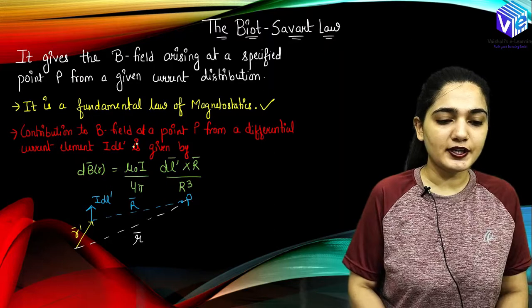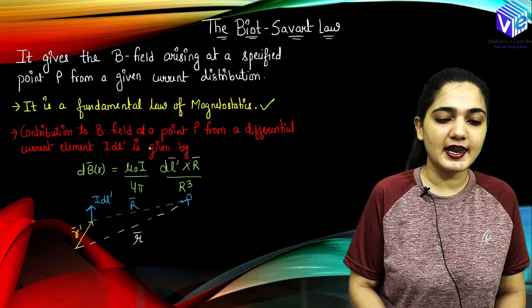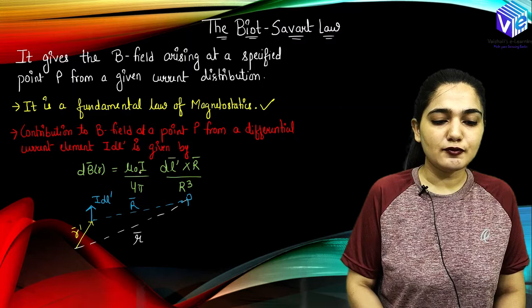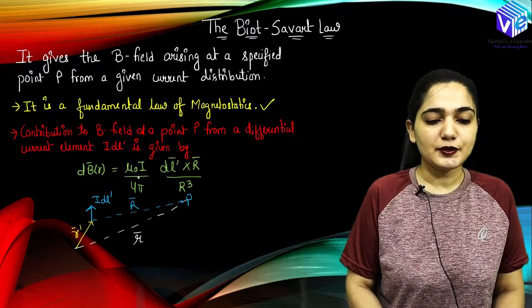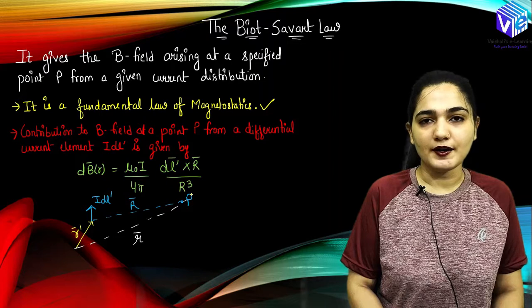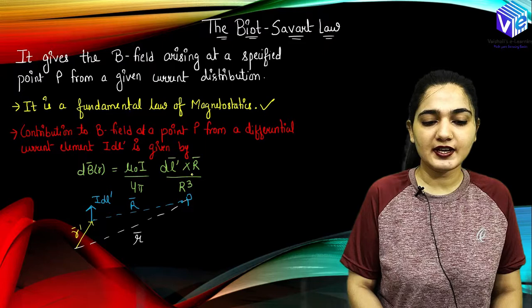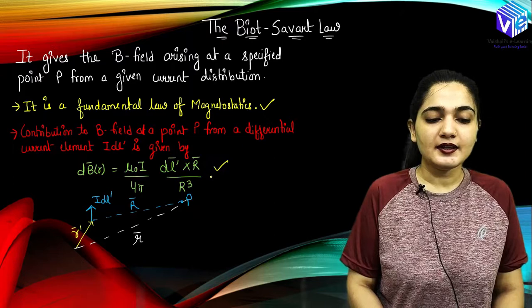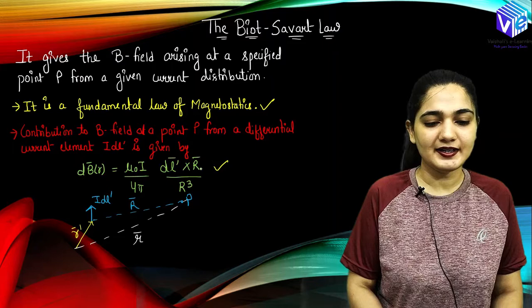Right, so the contribution of the magnetic field at the point P from a differential current element I dl' is given by the formula dB(r) is equal to mu naught I. So this is the small magnetic field that we have, dB(r). It will be equal to mu naught I upon 4 pi, dl' cross r upon r cube, right? So this dl' is a small element that we have taken, cross r vector upon r cube. So this is how we can define the small magnetic field arising out of a current carrying element dl'.